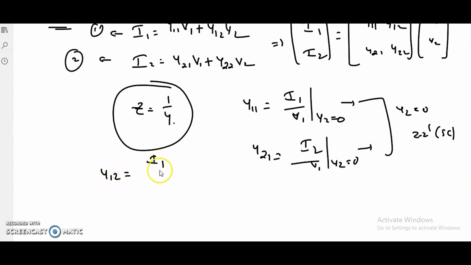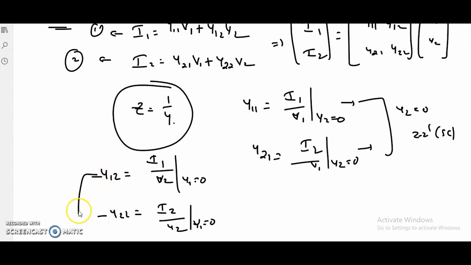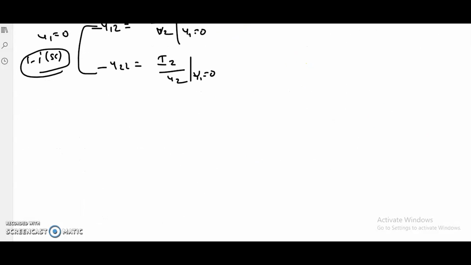And similarly, y12 is equal to I1 by V2 at V1 is equal to 0, and y22 is equal to I2 by V2 at V1 is equal to 0. So it is a transfer admittance and an output admittance, and we will get both of these when we make V1 is equal to 0. That means the terminals 1 and 1 dash have to be short circuited. So that is the case of the admittance parameters.